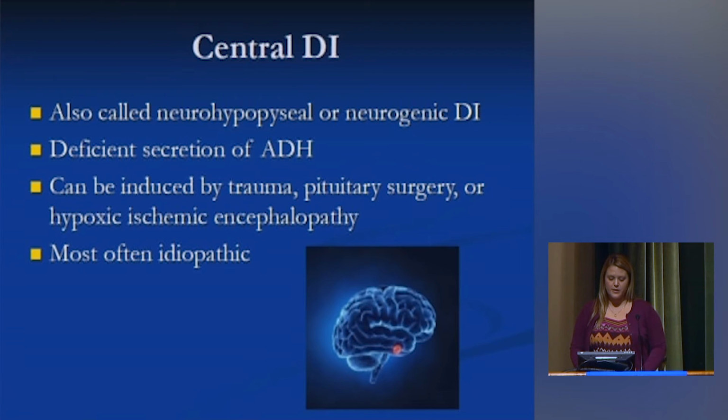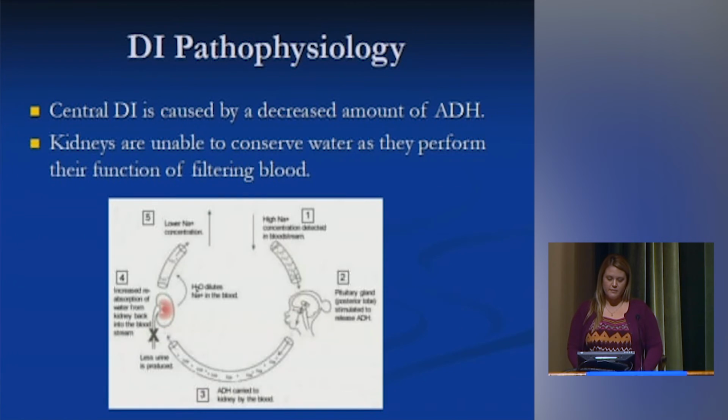Central DI, also called neurogenic DI, is what we're used to seeing. It's deficient secretion of ADH. So it can be induced by trauma. You see it most of the time with pituitary surgeries or even hypoxic ischemic events. It's almost kind of an ominous sign when you see it in our patients that are progressing to brain death. It's sort of that, they went into DI, I think they might have progressed. So it can be mild, moderate, severe.